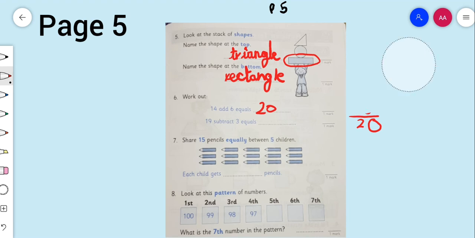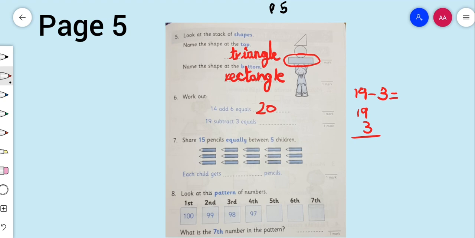Okay. Now let's go to the second thing. It says 19 subtract 3 equals. So we write it like this. 19 subtract 3 equals. Okay, so let's do the same method. So the bigger number is 19, so it goes up here, and the smaller number is 3, so it goes down.